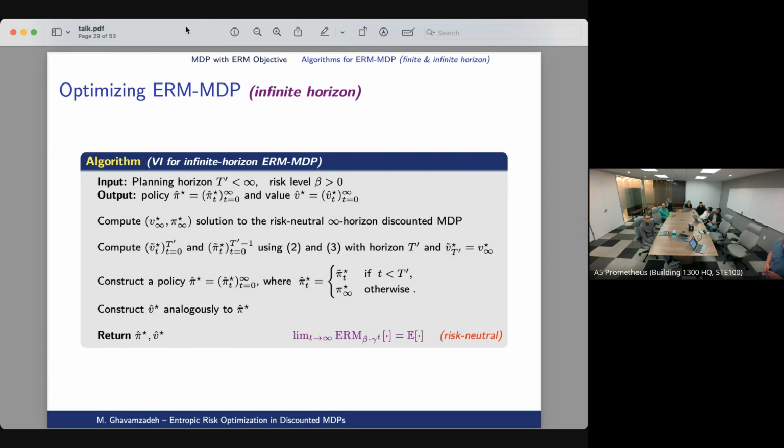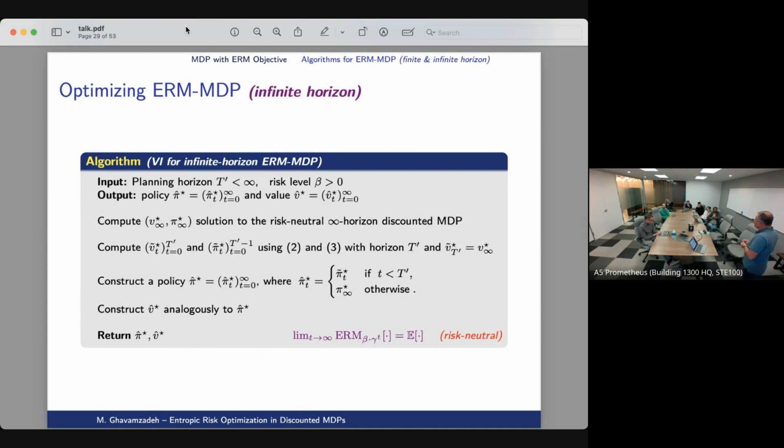So now for infinite horizon, I use the fact that if T is large, ERM with beta times gamma to the power of T becomes expectation. So what I do is I choose a pseudo horizon T prime. I solve the risk neutral MDP and initialize my V star and pi star at horizon T prime using the solutions of the risk neutral MDP. Remember, if T is large enough, risk becomes expectation. So solve the expectation one, the risk neutral one, initialize the value function and policy at horizon T prime using those, and then do the backward pass. So this is a very simple idea.